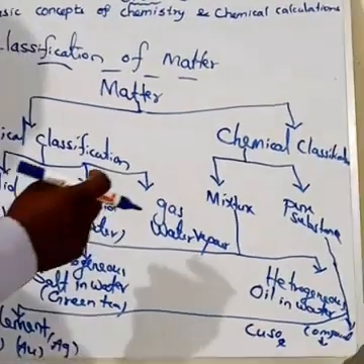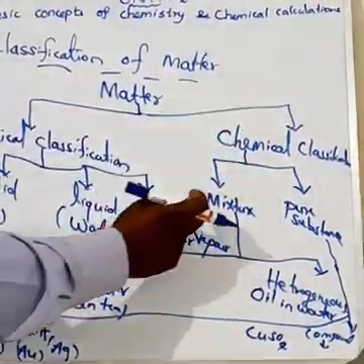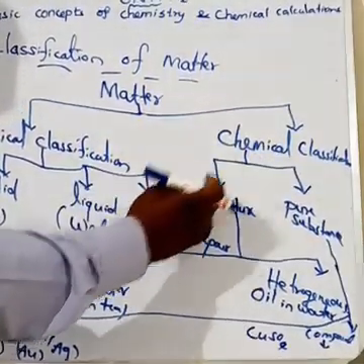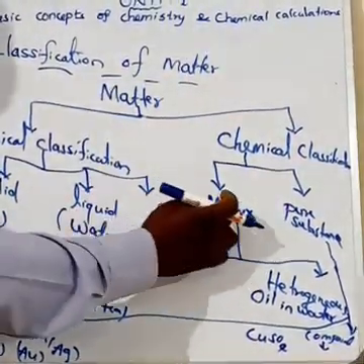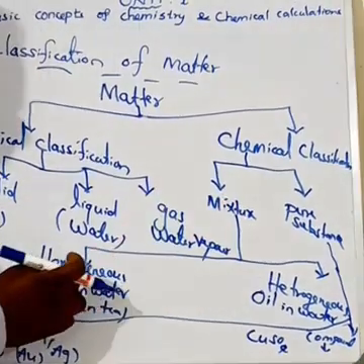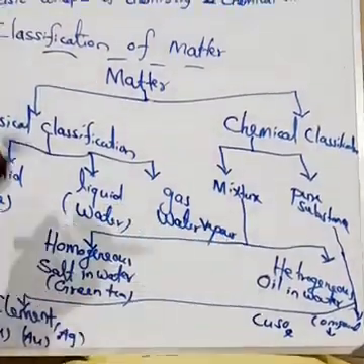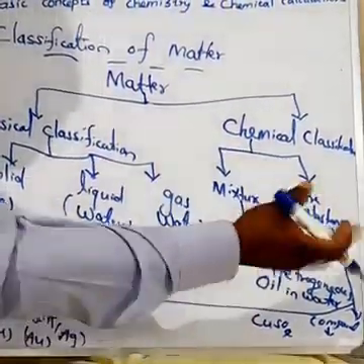Next is the chemical classification, which is classified into mixture and pure substance. Mixture is again classified into two types: homogeneous and heterogeneous. Homogeneous means same phase. Heterogeneous means different phase.